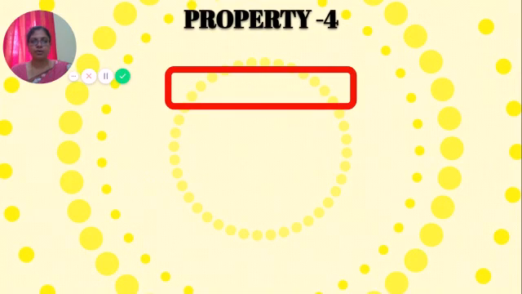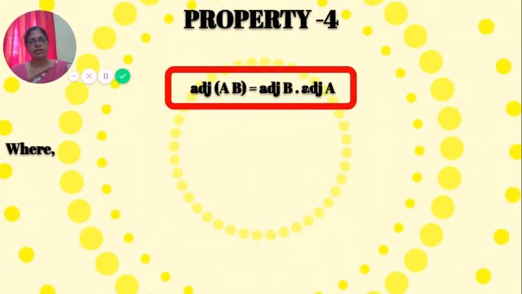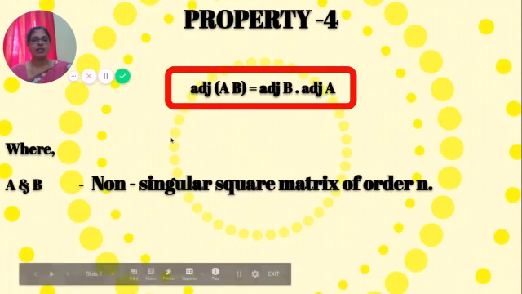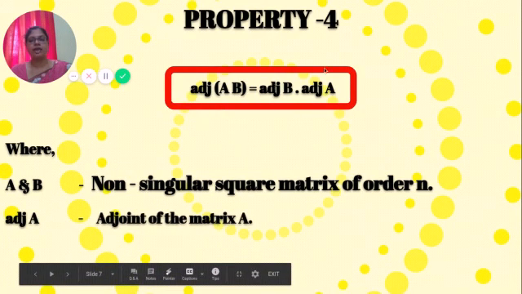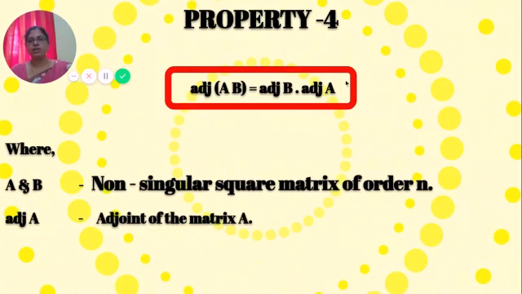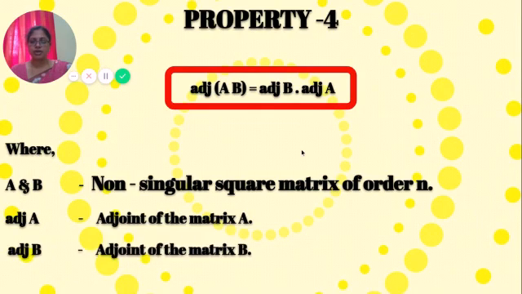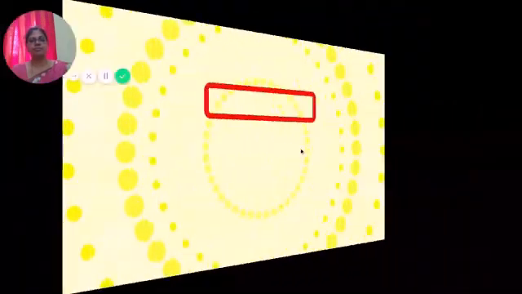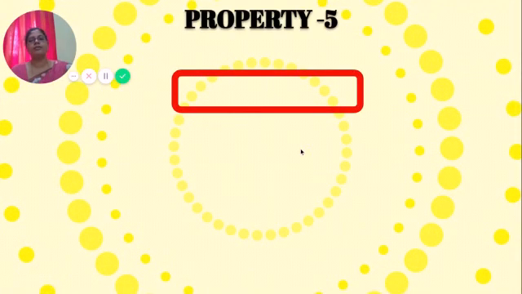Now we'll see the fourth property. Adjoint of AB is equal to adjoint of B into adjoint of A, where A and B are non-singular matrices, ADJ A denotes the adjoint of matrix A, and ADJ B denotes the adjoint of matrix B.